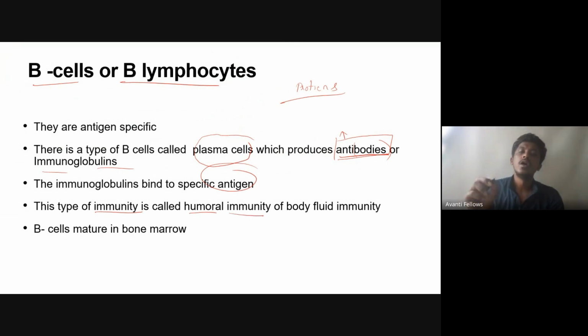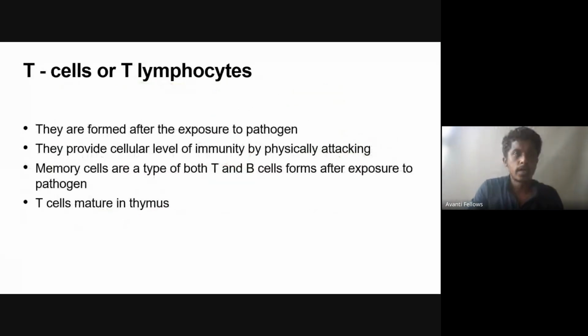Okay, so there are two types of immunity: cell mediated and humoral immunity. B lymphocytes or B cells are also called plasma cells. They produce antibodies, and they participate in humoral immunity. So where do these B cells mature? B cells mature in bone marrow. Okay, now what about T lymphocytes?